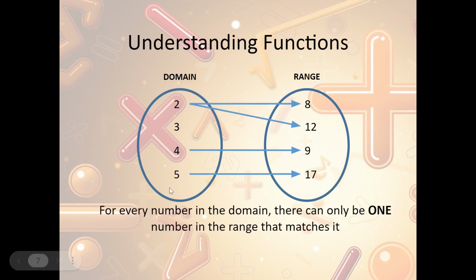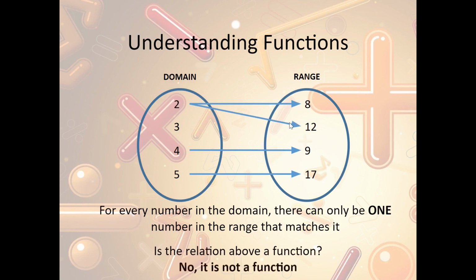Let's look at another example. We have a domain here, and notice now the question is, is this a function? We have the domain here and the range here. And notice 2 is mapped to both 8 and 12. So therefore, this is not a function because 2 is mapped to two different places. Remember, for every x, this is our x, for every x, there can be only one y that goes with it. 4 and 5 are okay. 3 is actually okay even though it's not mapped to anything. The issue is 2.